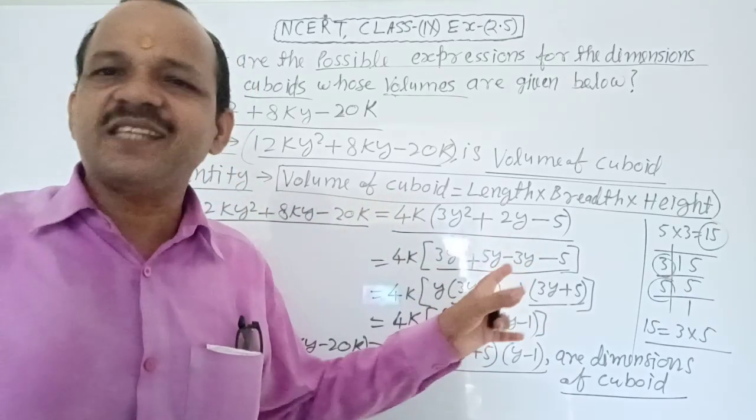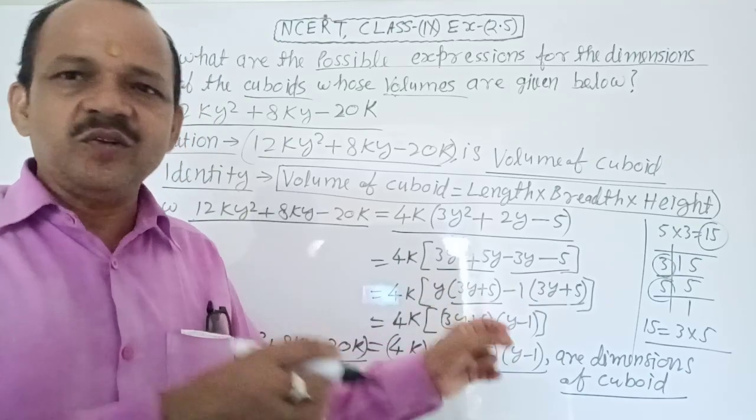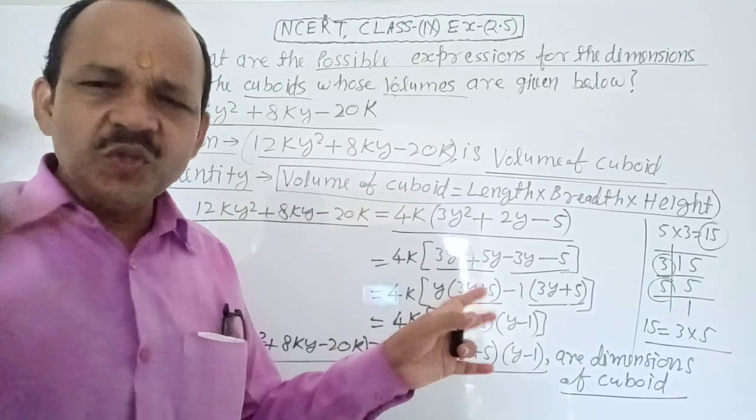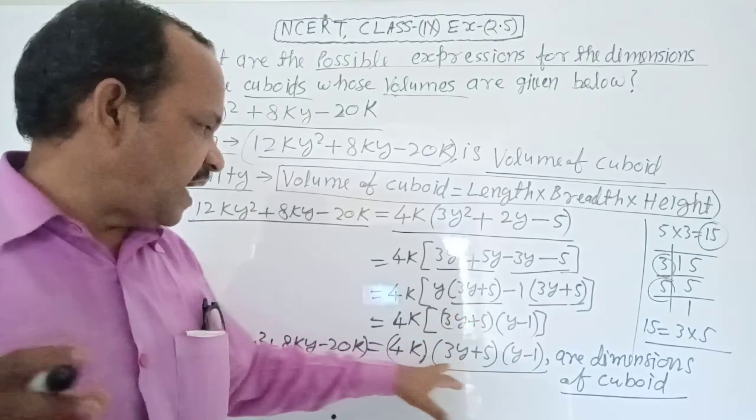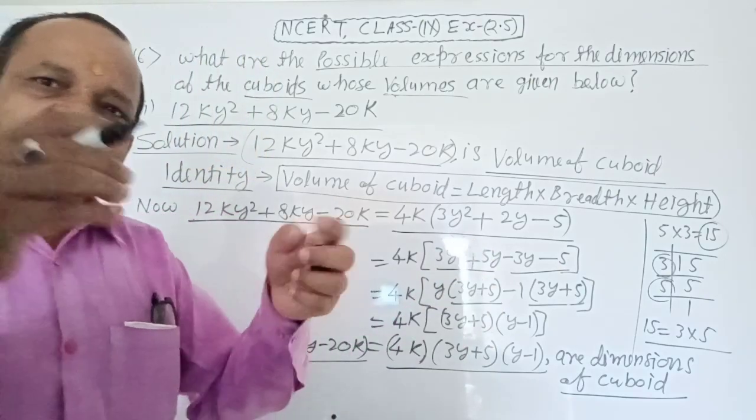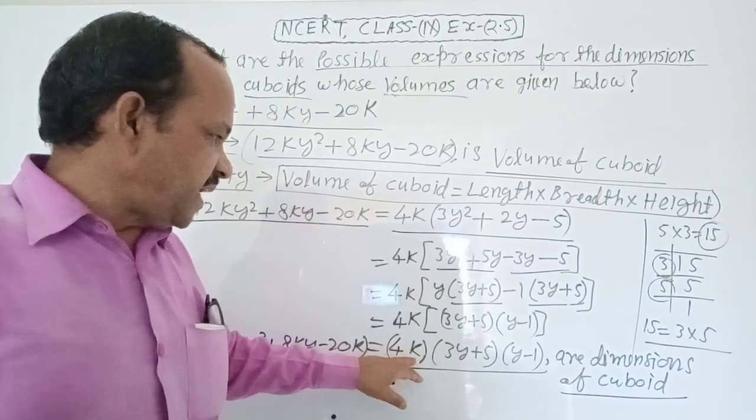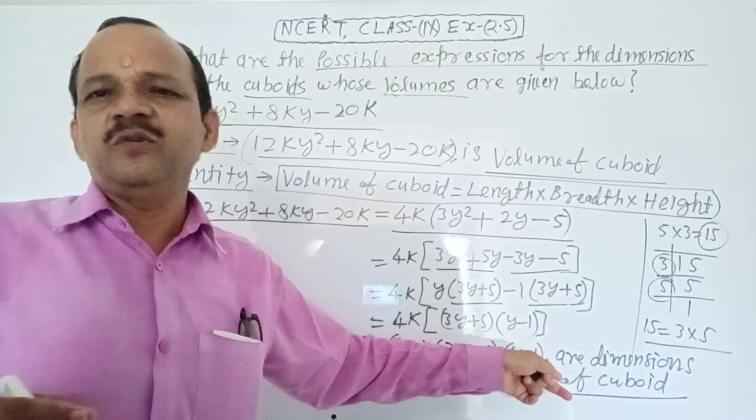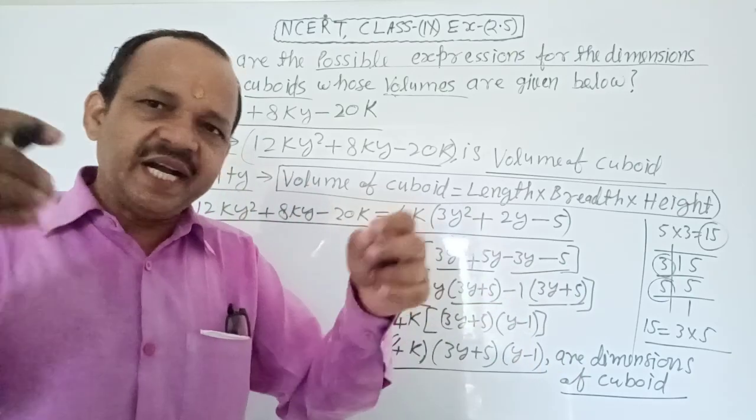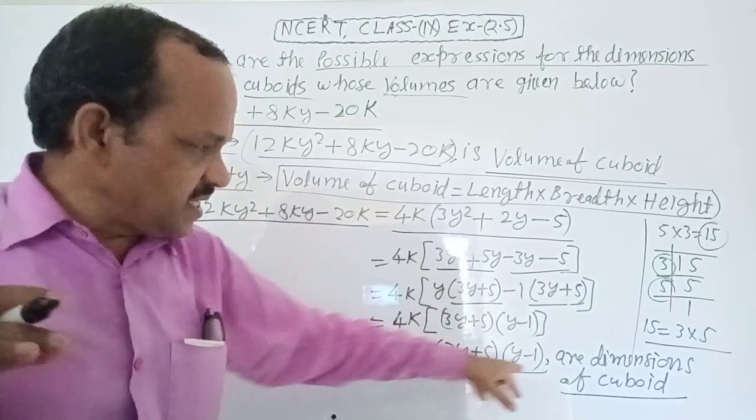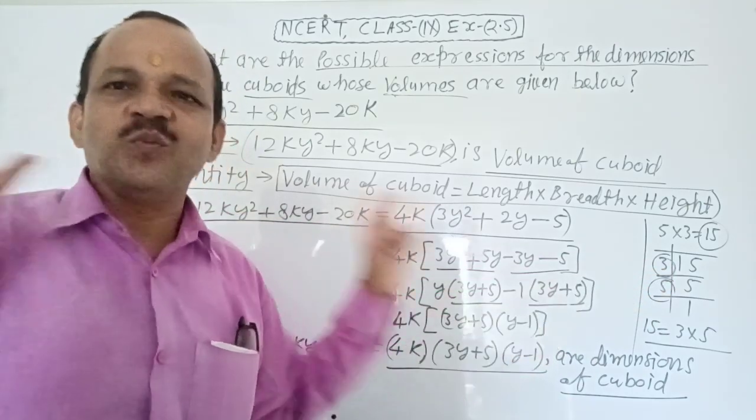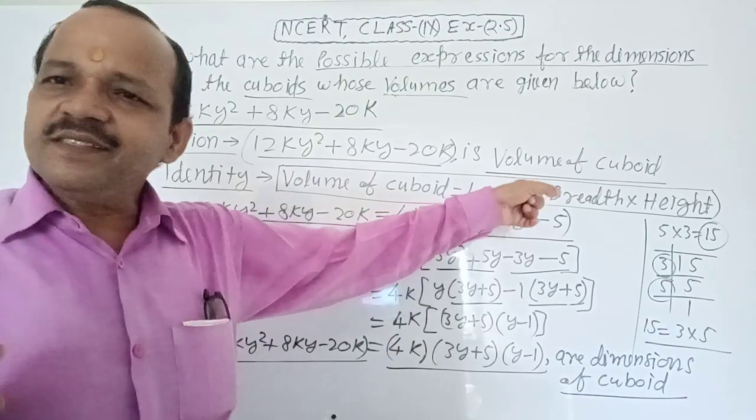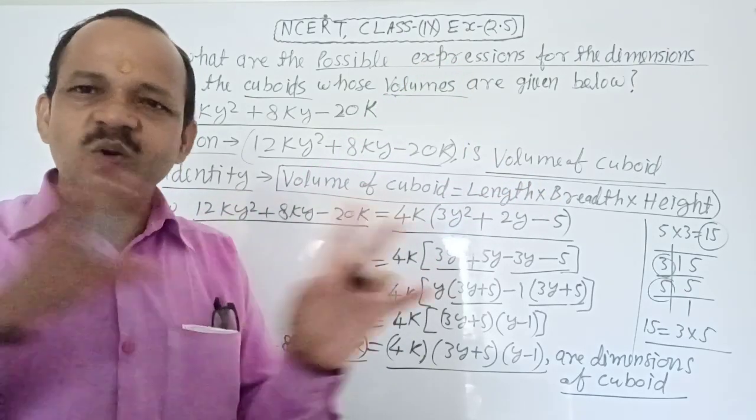But you cannot say which is length, which is breadth and which is height, because you have no solution for y and k. It means you cannot find the values of k and y. So you cannot say which is length, which is breadth and which is height. But you can say very easily that these are the dimensions of the given cuboid. Clear? No confusion about it. Very good. The identity is clear. The solution is clear. No confusion.